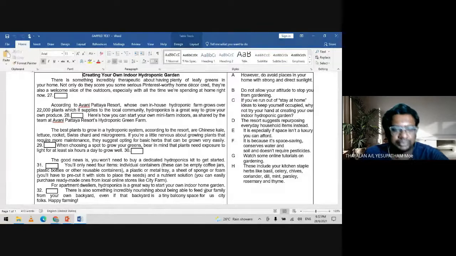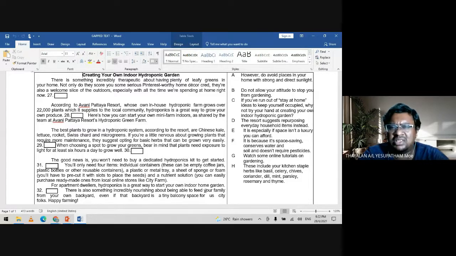Okay, now, moving on. According to Avani Pattaya Resort, whose own in-house hydroponic farm grows over 22,000 plants, which it supplies to the local community, hydroponics is a great way to grow your own produce. 27. C is now out. Does A have any relevance? No, sir. How about B? They are talking about a resort, so no. How about D?